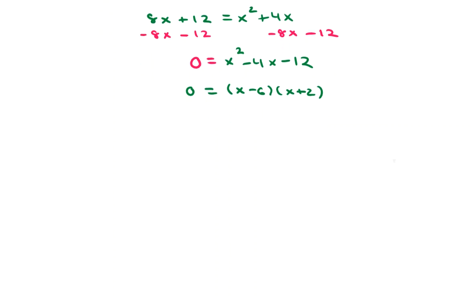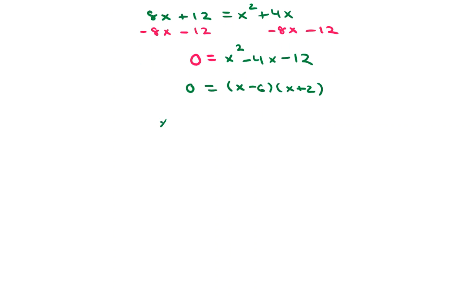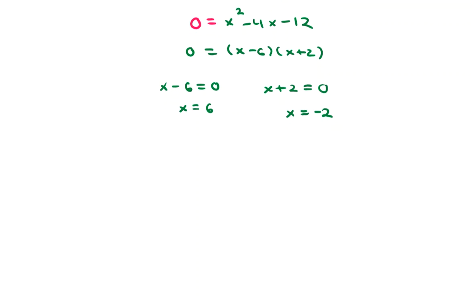Next part is to set each factor equal to 0 by virtue of the zero product property. We get x minus 6 equals 0, or x plus 2 equals 0. Go ahead and add 6 to each side in the first equation. We get x equals 6. Subtract 2 from each side in the second equation. We get x equals negative 2. So we do get two answers, as we typically see with any quadratic equation.